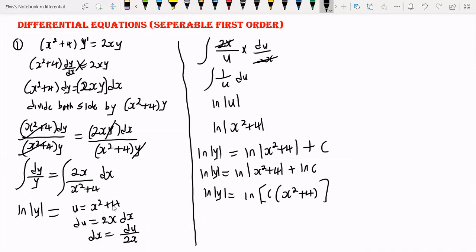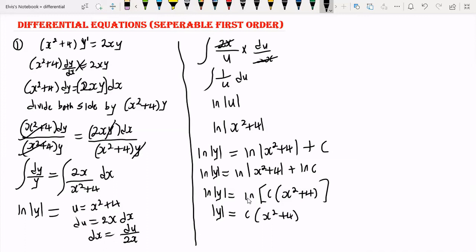So now, as you can see guys, we are having ln on both sides, right? We are having ln on the left, we are also having ln on the right. So meaning we can basically cancel out the ln, okay? So this is now going to be the absolute value of y is equal to c multiply s squared plus 4, okay? So this is c multiply s squared plus 4.